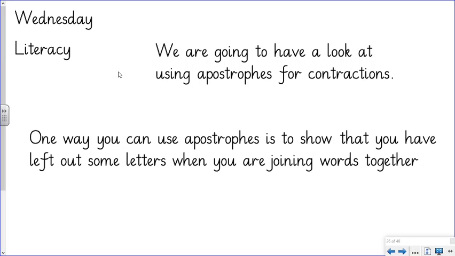So today we're going to start off by having a look at using apostrophes for contractions. This is one way that apostrophes are used, and it is to show that you've left out some letters when you are joining words together.